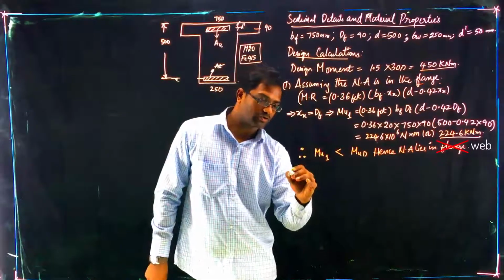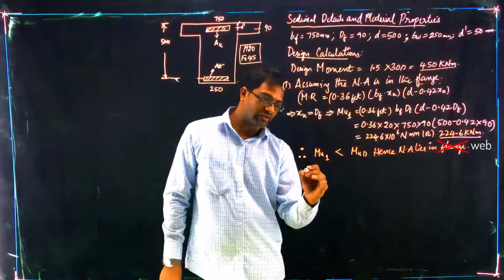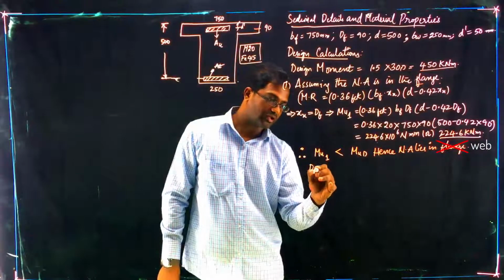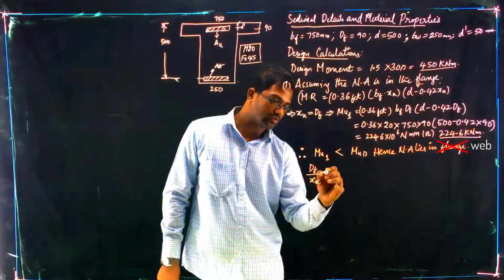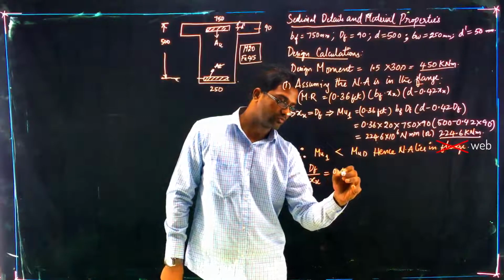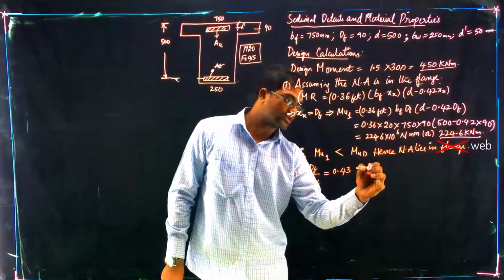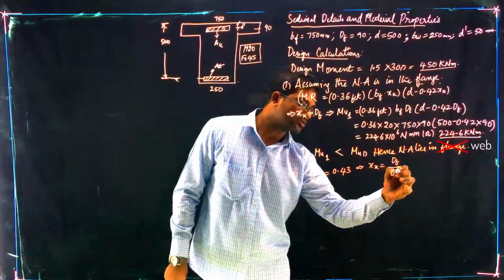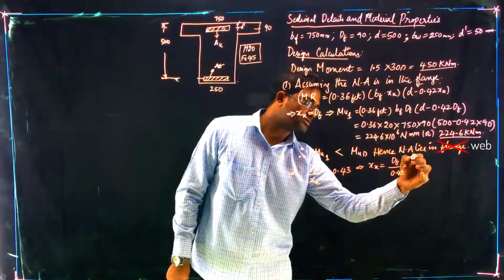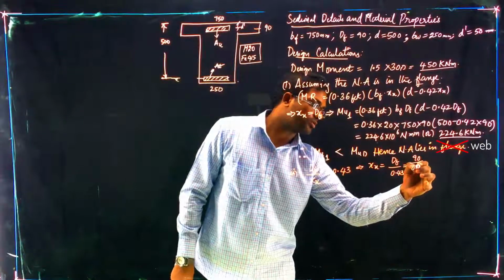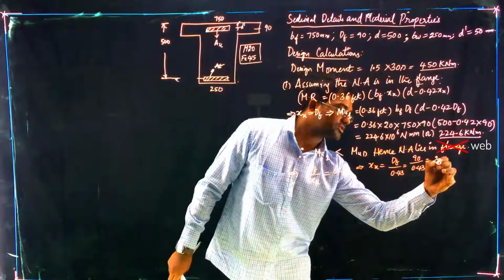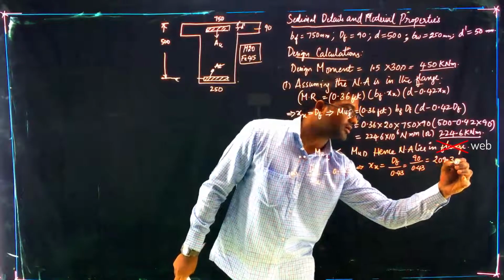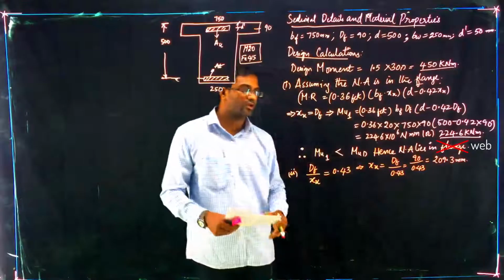Now when the neutral axis is in the flange, we will assume that df by xu is equal to 0.43, which implies xu is given by df divided by 0.43. So this is given by 90 by 0.43, which is 209.3 mm.